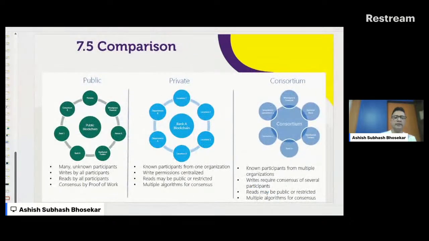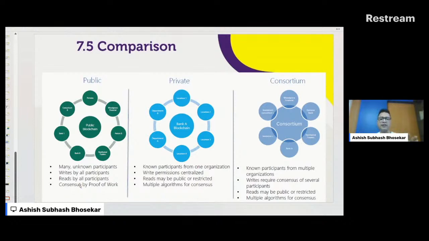And then we are jumping into advantages and a quick comparison, right? Comparison of the three types. So public blockchain has many participants, those are unknown. Writes are by all, reads are by all. Consensus is mostly proof of work, something like Bitcoin.